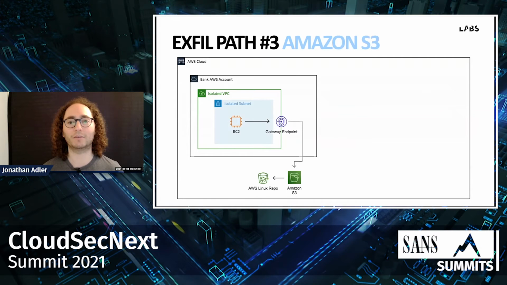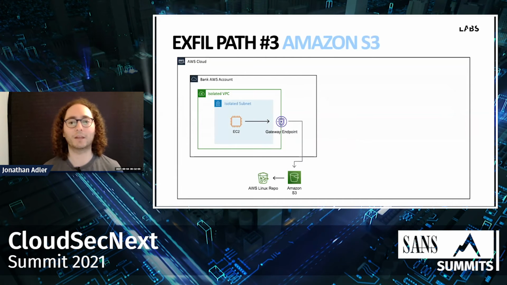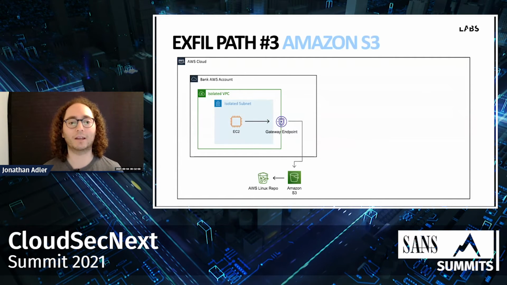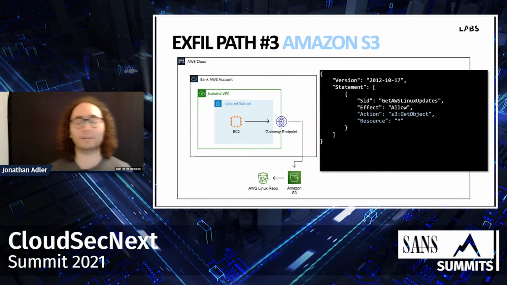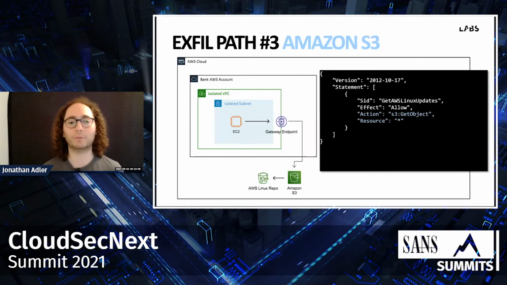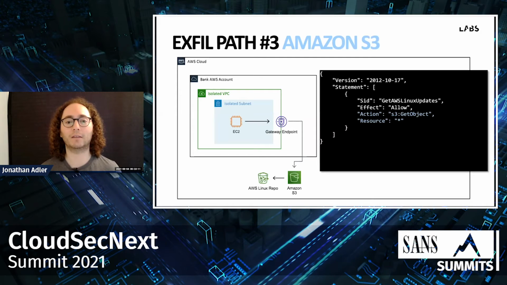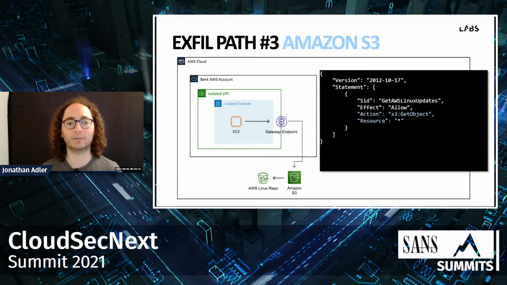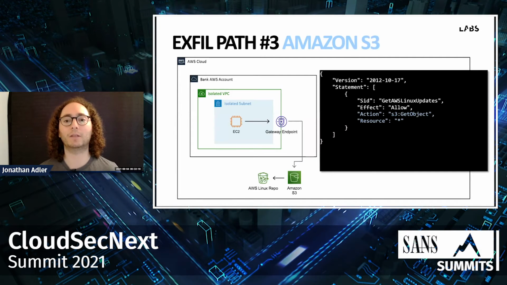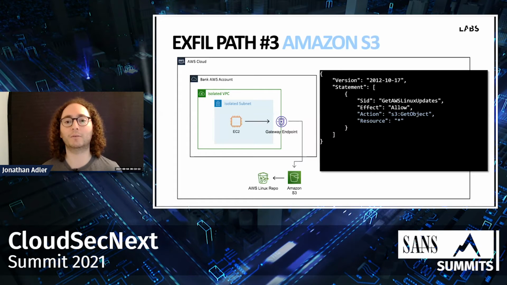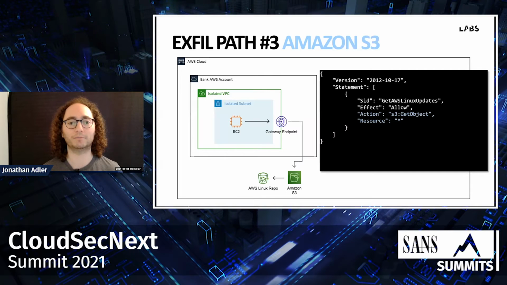Moving on to the final and probably my favorite exfiltration path using S3. So this one is slightly different in that our EC2 instance in this case has an instance profile that is perhaps a bit more permissive than before. We still can only get an object within our S3 bucket, but we can get object in any S3 bucket. And again, the purpose here is that we're running AWS Linux, and we want to get the updates to the yum packages from Amazon's hosted S3 bucket within the region.